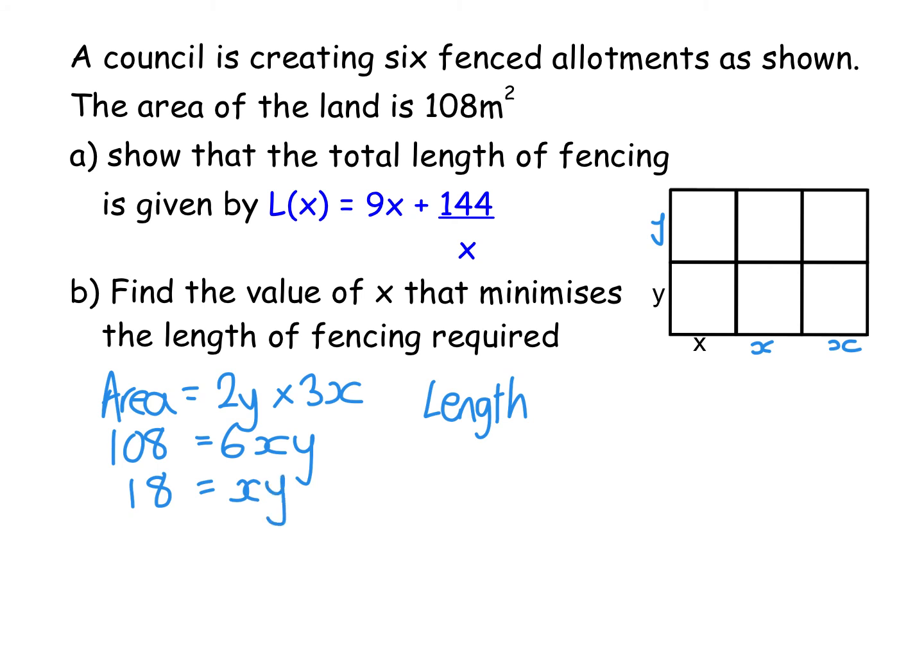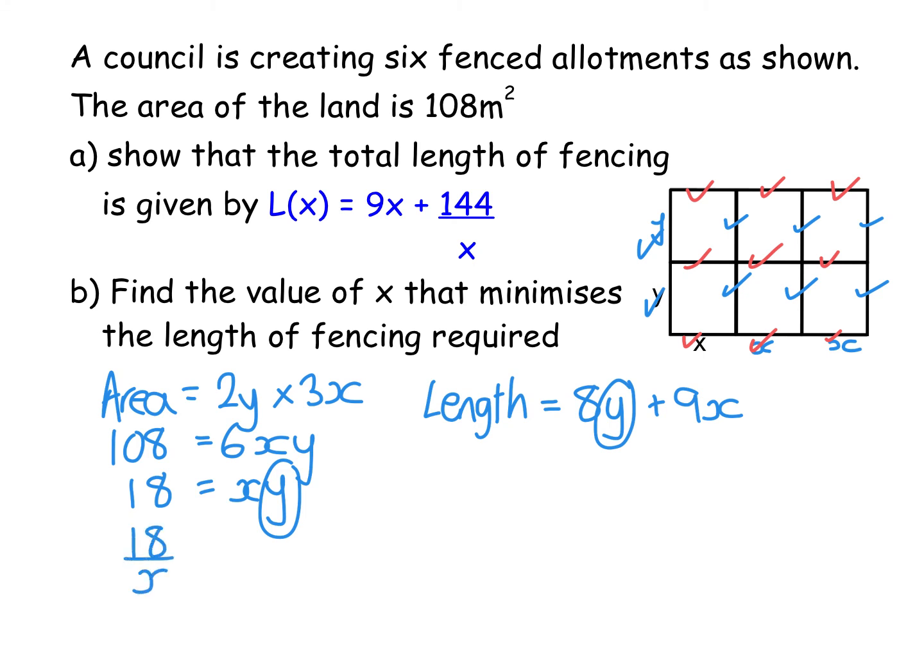Right, the total length would be, if I count all up my y's, I have got 1, 2, 3, 4, 5, 6, 7, 8y. And if I count all my x's, I've got 1, 2, 3, 4, 5, 6, 7, 8, 9 x's. There were different ways of doing that, but that's what I've got for my length. Oh, there's a 9x, so this is looking good. If I then look at my formula, I notice my formula has got no y's, so I need to do something with the y's. So in the area formula, I can rewrite y as 18 over x.